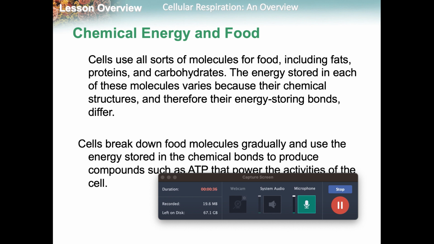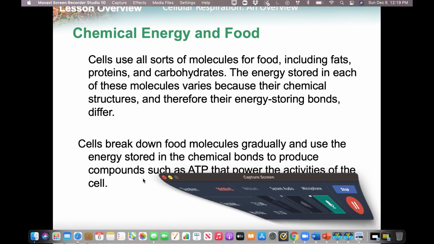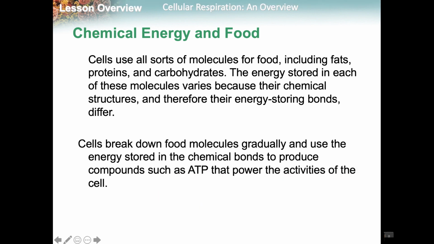So each one of these energies is stored in each molecule, and depending on their structure depends on how their energy storing bonds are and how they differ. So cells break down food molecules over time and use the energy stored in the chemical bonds to produce compounds such as ATP that power the activities of the cell. So carbohydrates tend to give us food energy really quickly. Proteins kind of spread it out a little bit, and then fats usually give energy very quickly as well, but then they later on get stored into our body.